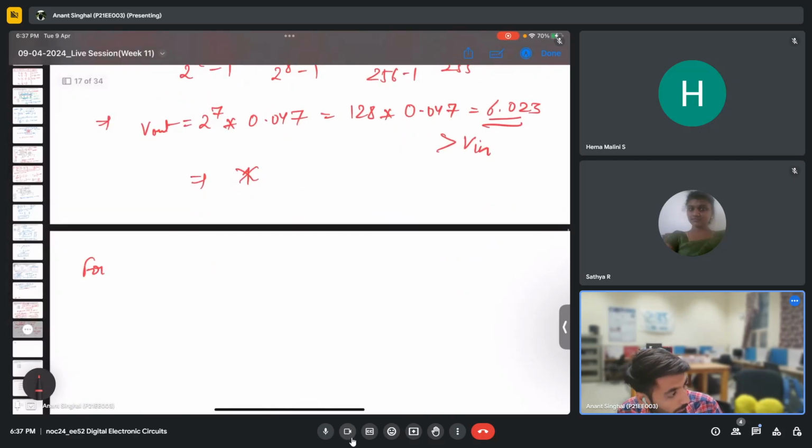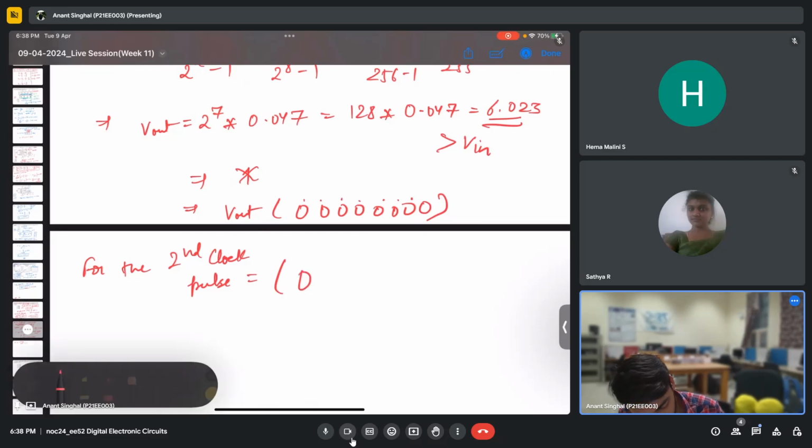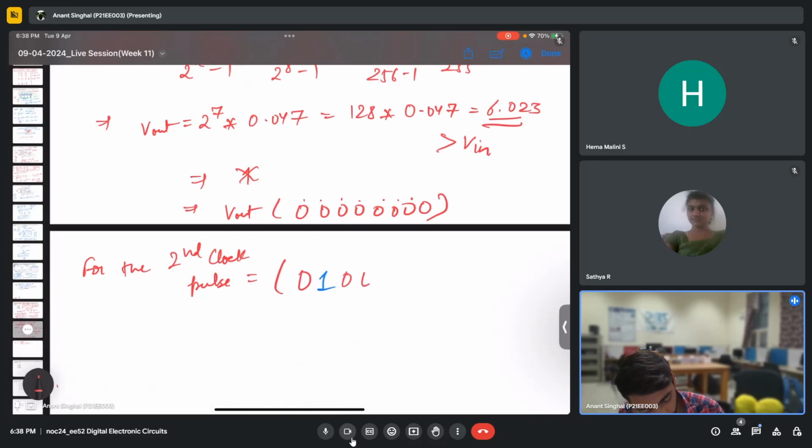So what happens is, for the second clock pulse, the V out at this pulse will be all zeros. We have 1 assigned to the second bit, and all the rest of them will be 0. Again, we'll calculate the same thing.